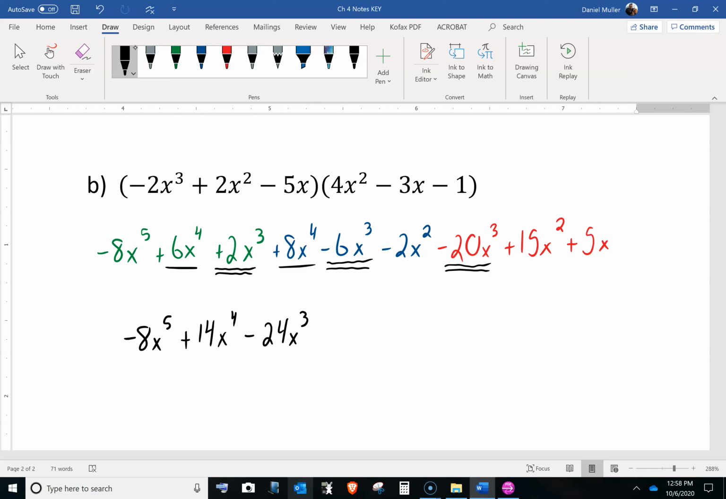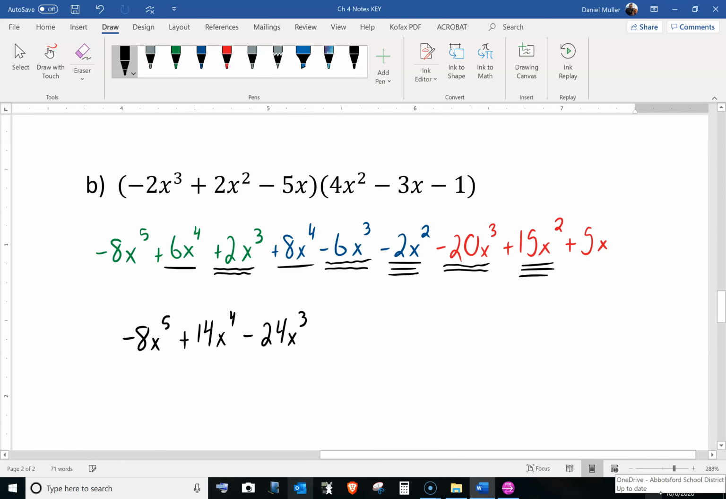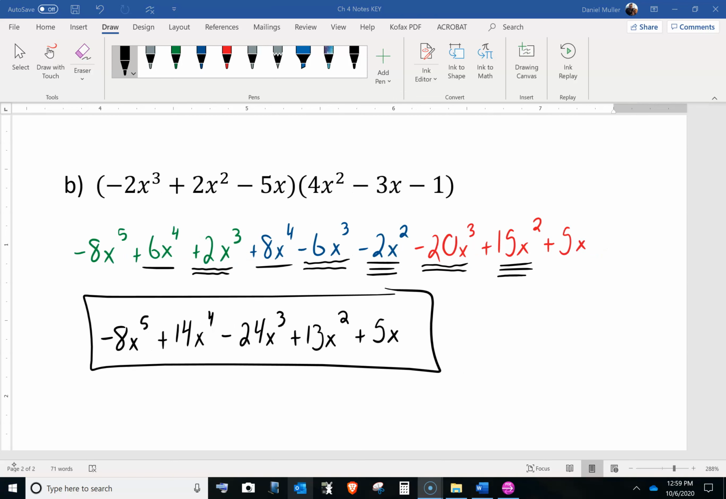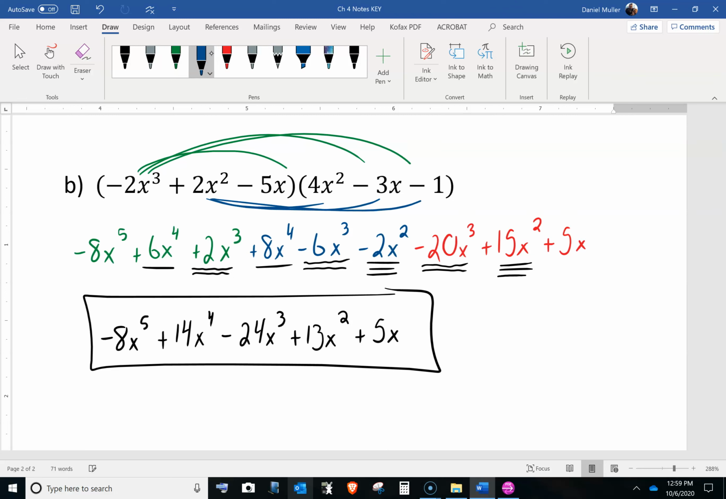I'll just double check that after. And then I've got an x squared, negative 2, and then a positive 15 for a total of positive 13x squared, and then a 5x at the end. So let me just see if that's correct. Yes, it is. So that is good. So again, we took this first term, this negative 2x cubed, and we multiplied it in. And then we took the 2x squared and we multiplied or distributed that in. And then we took the negative 5x and distributed that.